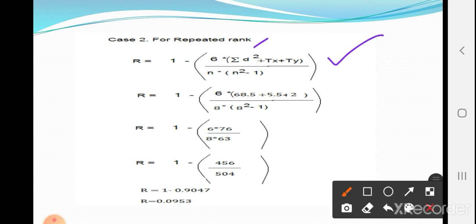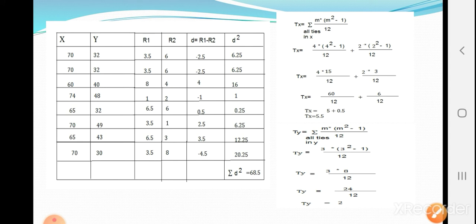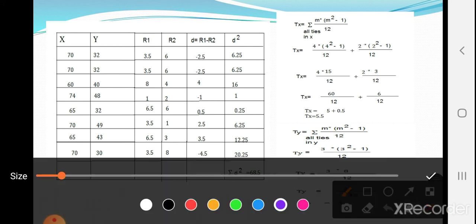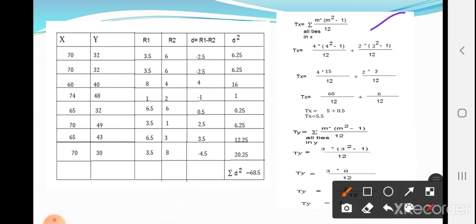But what is the Tx and Ty? So first calculate the Tx and Ty. So what is the formula for calculating the Tx? Tx is summation of all the ties in x, m into m square minus 1, divided by 12. In x variable, which values are repeated? 70 and 65. So in x variable 70 is repeated how many times? 4 times. So first plug the value of m is equal to 4.